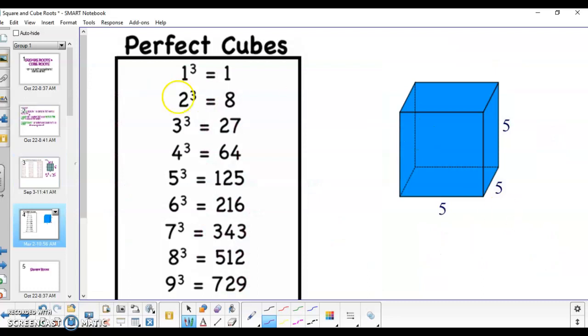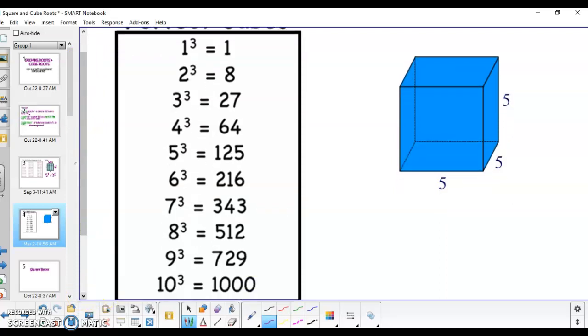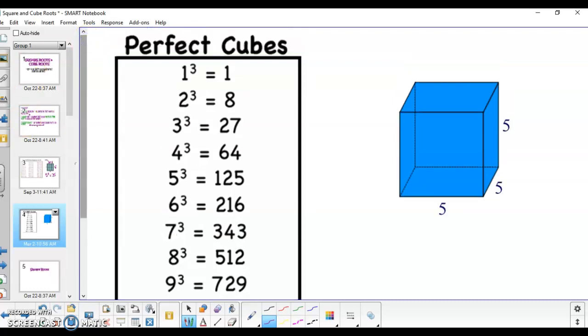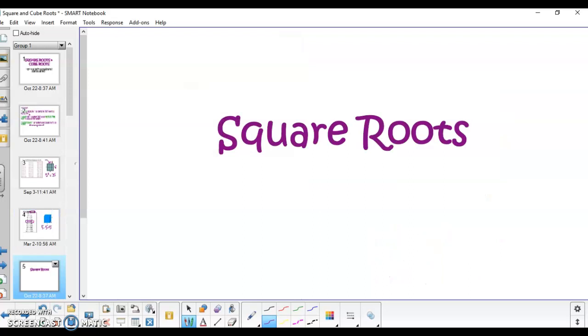Here are your common perfect cubes from 1 to 10. Now, think about the image we just saw compared to this image. Here we have an actual cube, a three-dimensional figure whose side length is 5. In this case, and think even about the word cube, a perfect cube is a number multiplied by itself 3 times. So in this case, 5 times 5 times 5, which equals 125. They're three-dimensional. Let's continue talking about square roots.